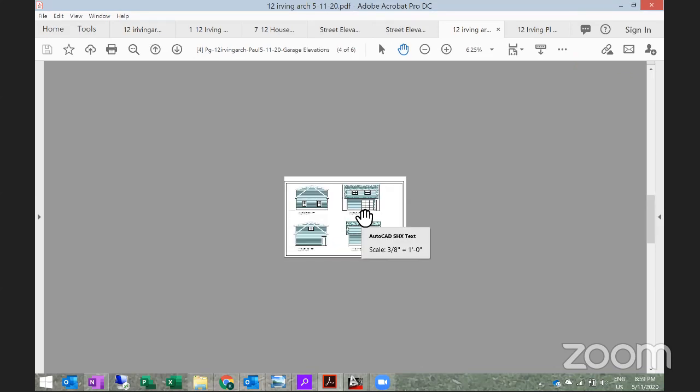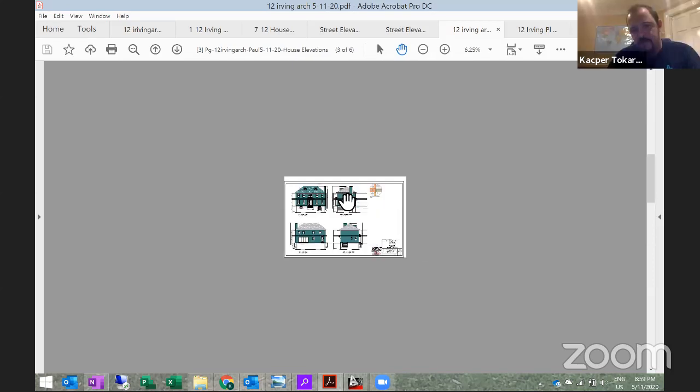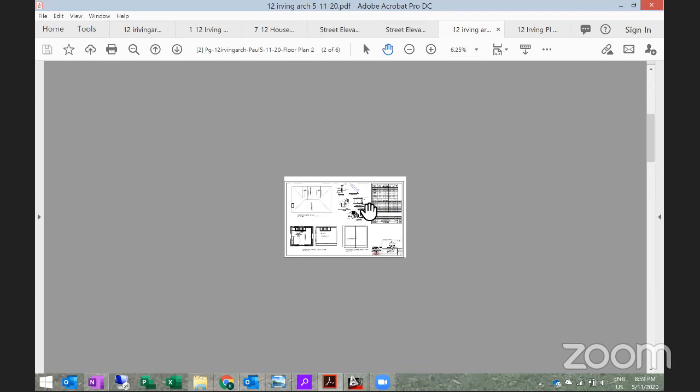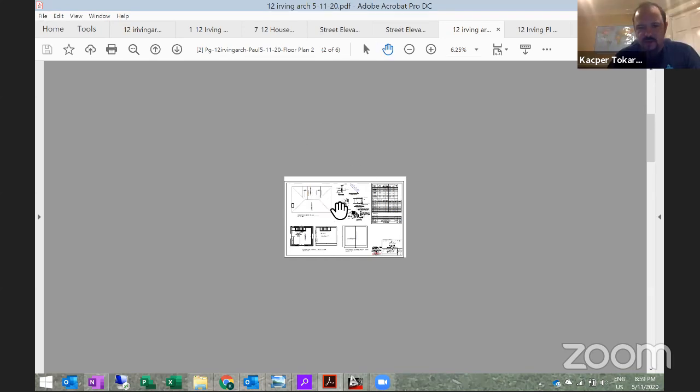The attic roof. Excuse me? The attic. How big is the attic? What's the height of the attic? In the house, what's the height of the attic? 1 second.